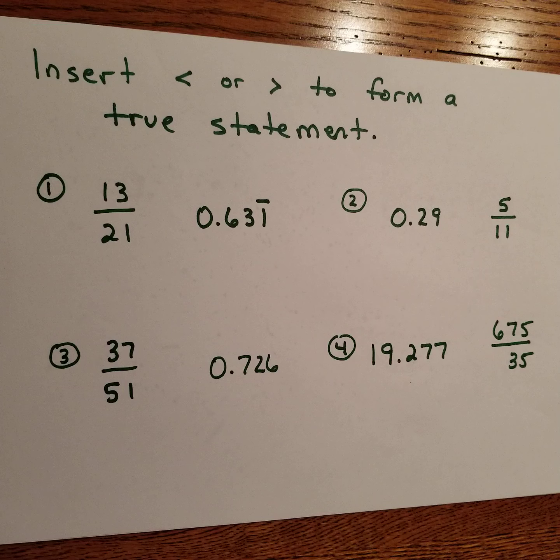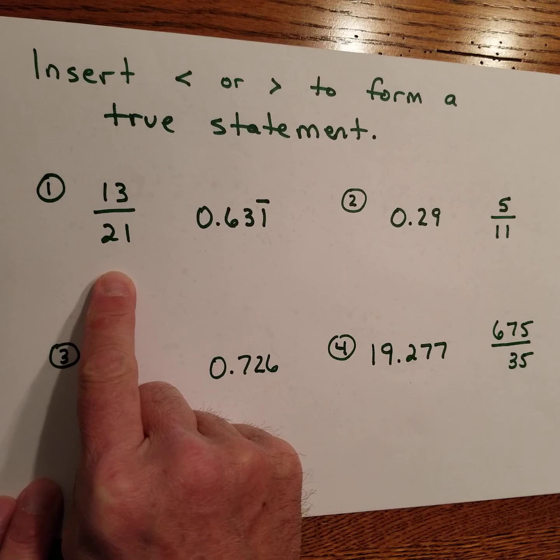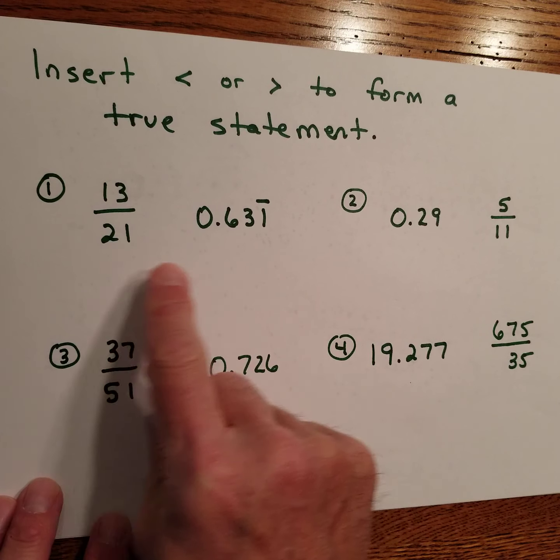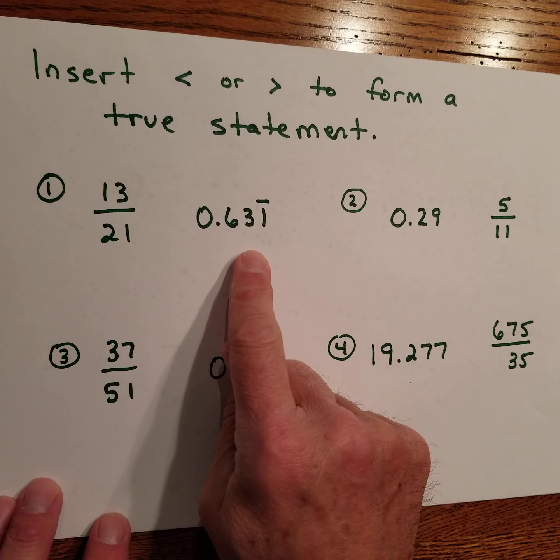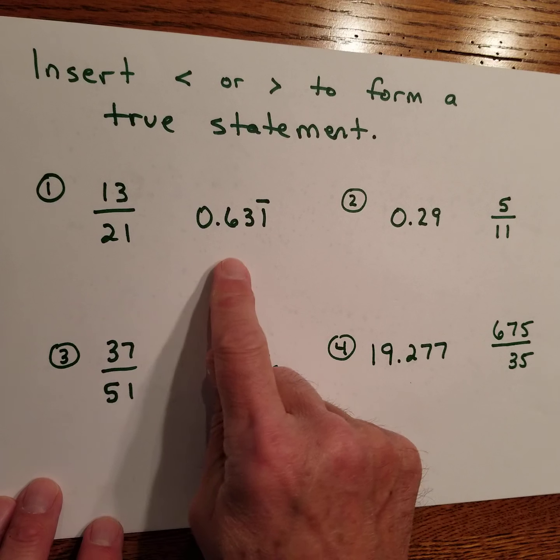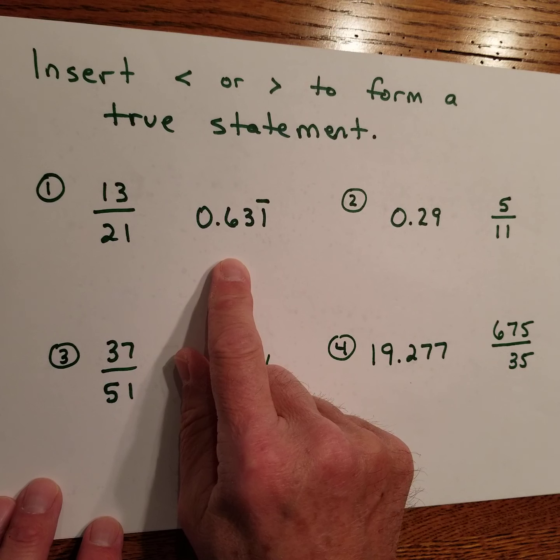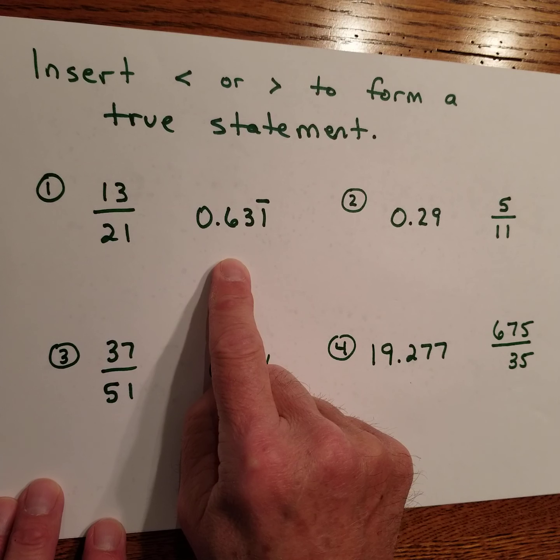Our job in these problems is to compare this fraction to this decimal. Which one is the larger value? They're certainly both less than 1, but which one is bigger? Well, to do that, let's change them both into decimals. We'll round them off to the nearest thousandth.